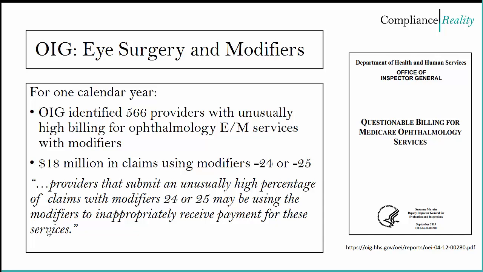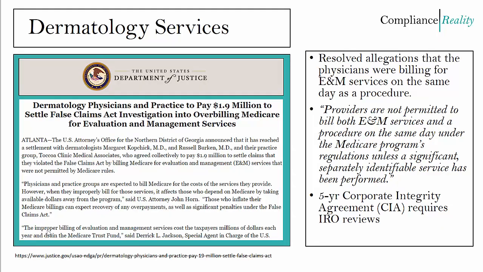They said, quote, "Providers that submit an unusually high percentage of claims with modifiers 24 or 25 may be using the modifiers to inappropriately receive payment for these services." So they hinted, and in their review, they found potential evidence that this was a problem. Now, before I mention the next step that the OIG is working on, I want to share with you a dermatology settlement, because it sets the stage for my next slide.